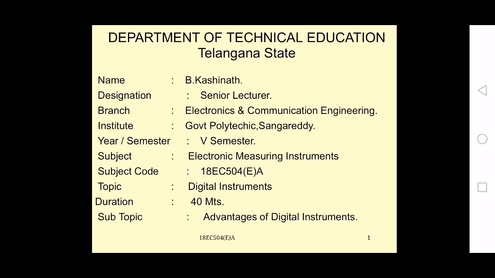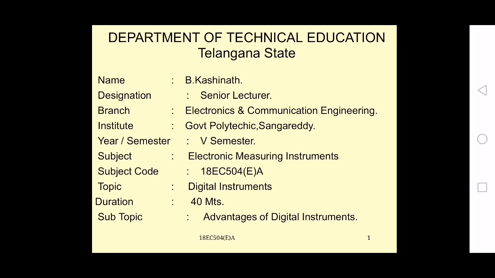Presently, I am going to teach the subject of electronic measuring instruments, that is in third year, fifth semester. The subject code is 18EC504, and it comes under the elective subject, elective A, under the C18 curriculum. And the topic I am going to discuss today is the third chapter in electronic measuring instruments.